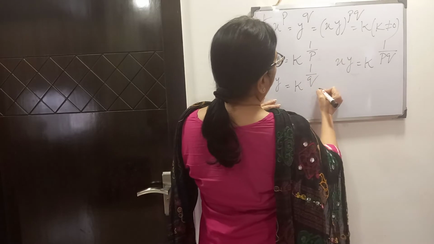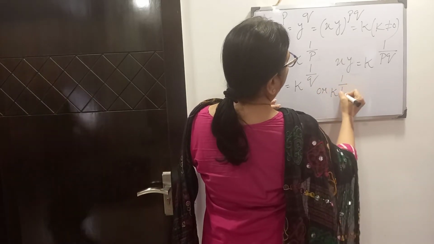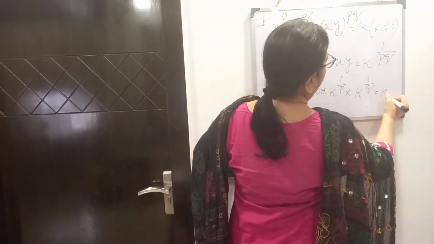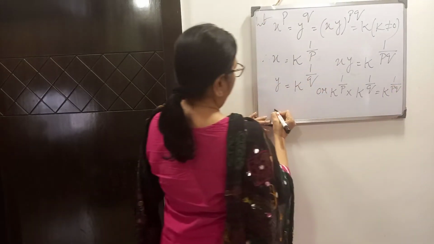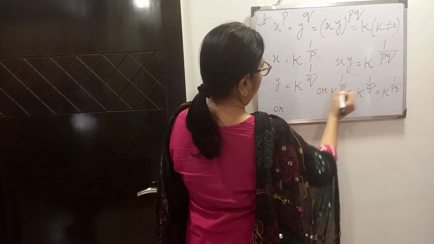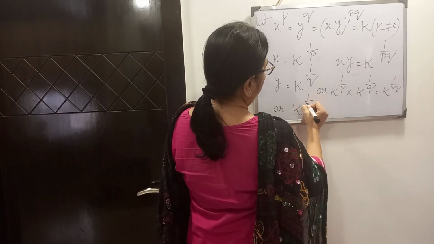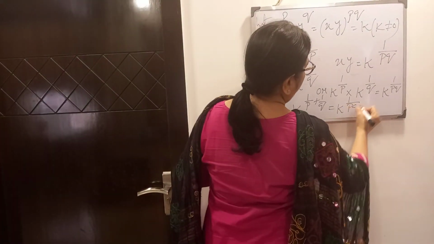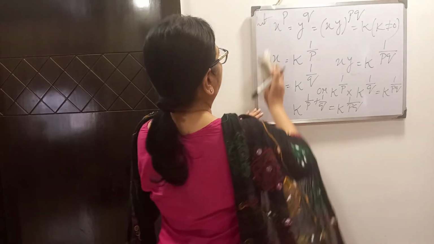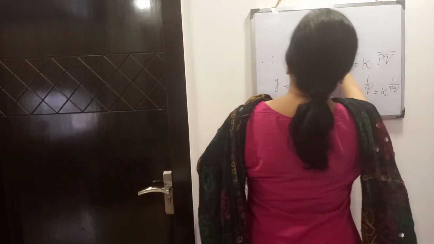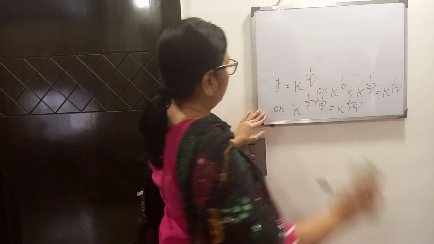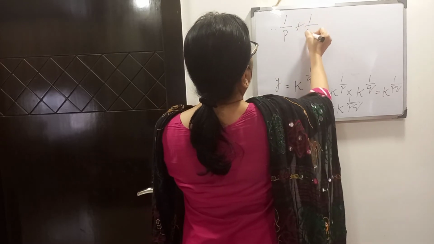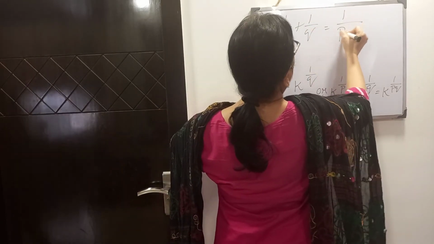Now x in terms of k to the power 1 by p, and y in terms of k to the power 1 by q, and the right hand side this. Clear? The base is the same, so the powers will be added in case of multiplication. So we are doing that. Now this. Then next one, base same, so we will equate the powers. Therefore 1 by p plus 1 by q equals 1 by pq.